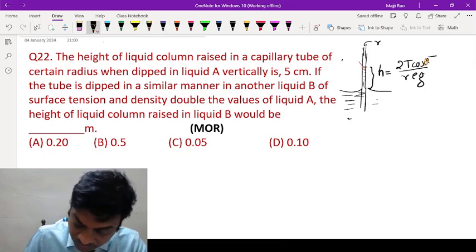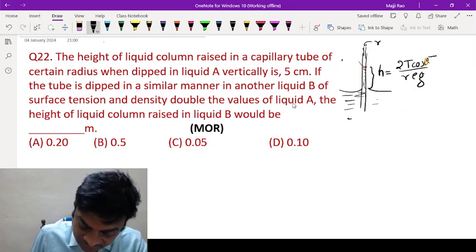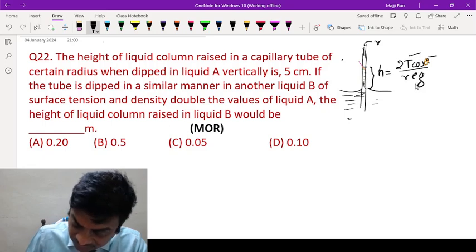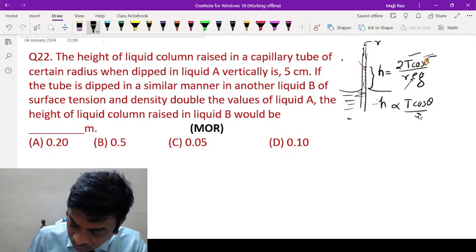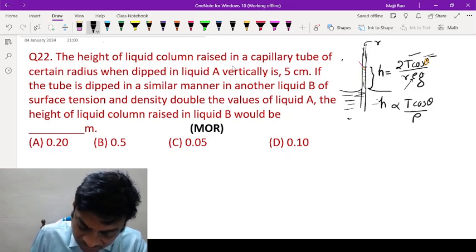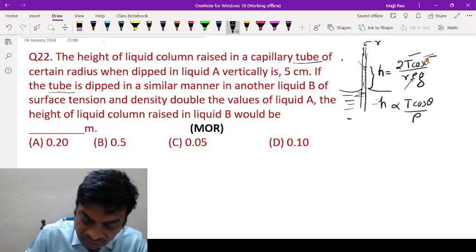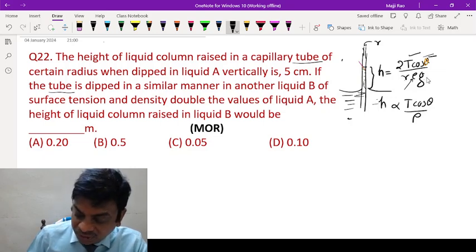Okay, so now here you see in the second situation you have some other liquid, so probably surface tension would have changed, then density would have changed, and of course cos theta would have changed. So I can write h is proportional to T cos theta by rho, the height of liquid column raised in a capillary. If the tube means the same tube is being continued, so radius remains same and the experiment is being performed in the same place, so g will also remain same.